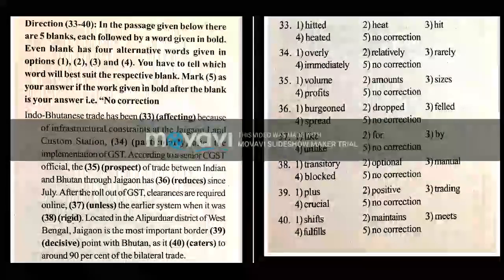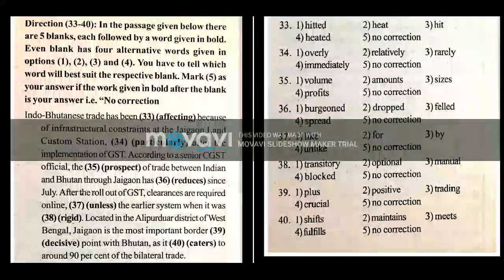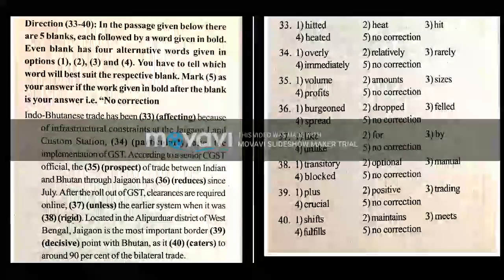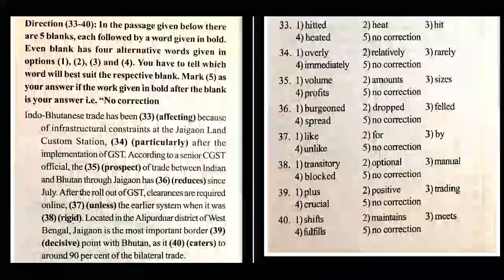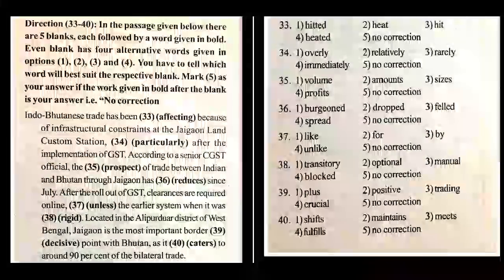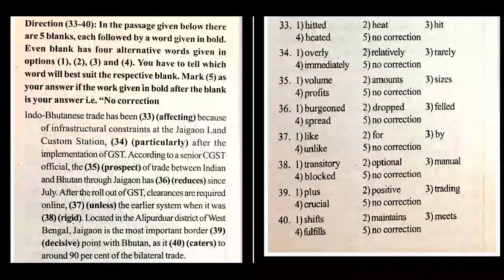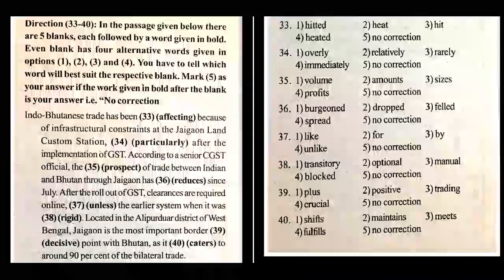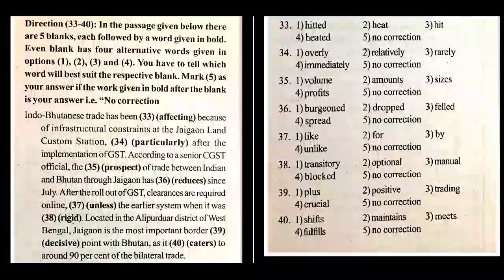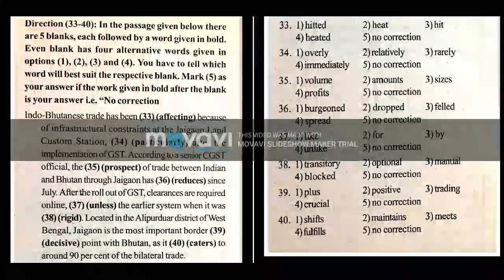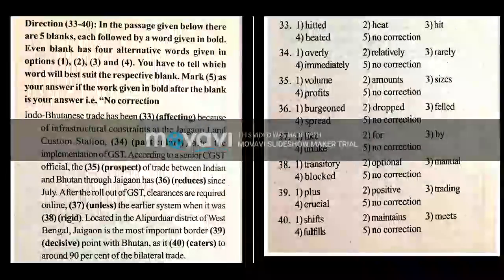And let us come to option number 2. It says HEAT, heat. Heat means to warm something, we say heat for warming water or anything. To make something warm. So the context requires a different word. That is why option number 2 is now eliminated.